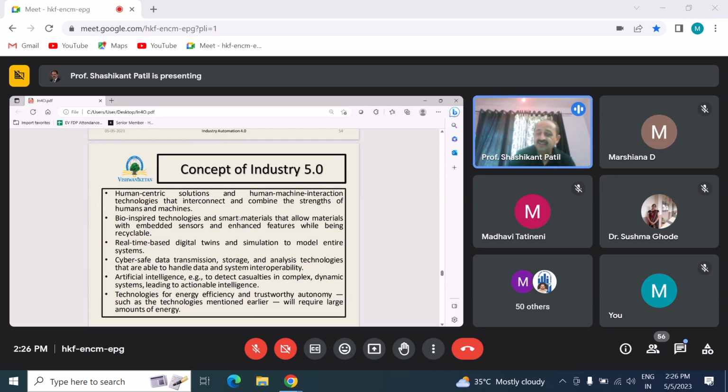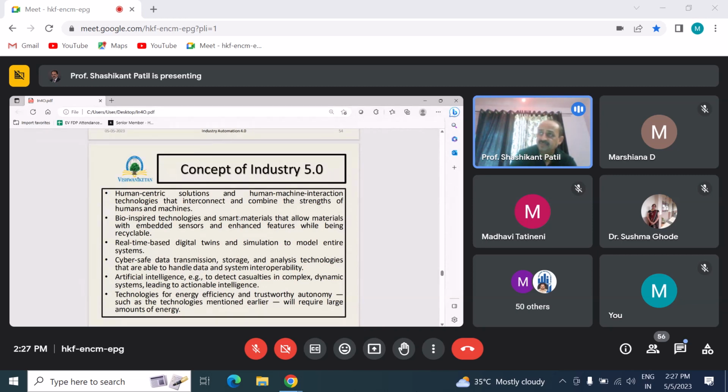They are used, and smart materials, or rather I will say intelligent materials, that allows materials with embedded sensors and enhanced features while being recyclable. It also believes in real-time based digital twins. Digital twins is the virtual simulation of exactly what is going on to model the entire system. Then cyber safe data transmission, storage, analysis of technologies that are able to handle the data and system interoperability.